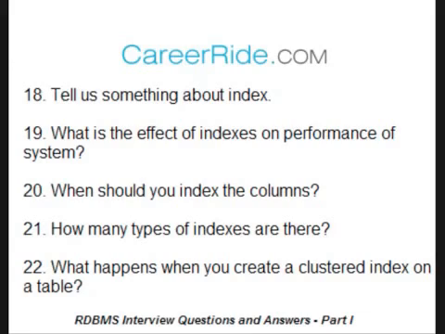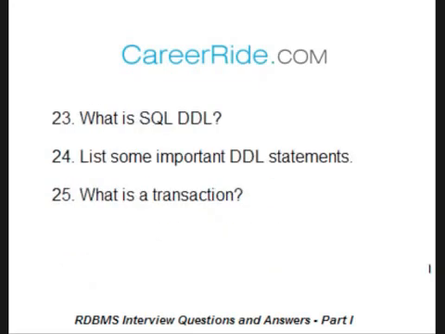How many types of indexes are there? There are two types of indexes. One, clustered index. Two, non-clustered index. What happens when you create a clustered index on a table? When you create a clustered index on a table, all the rows of the table are stored in the order of the clustered index key.